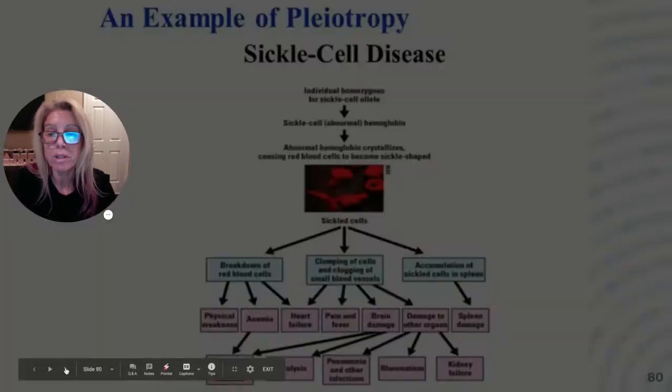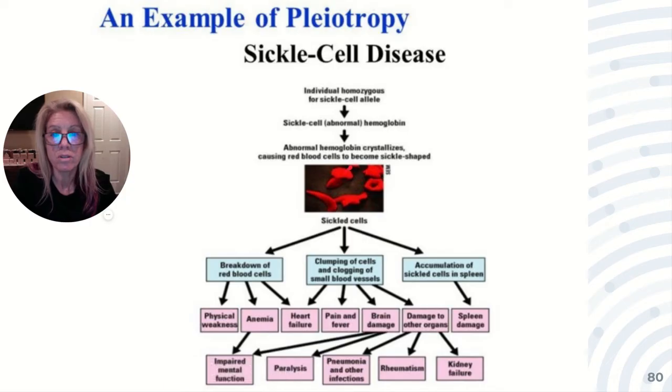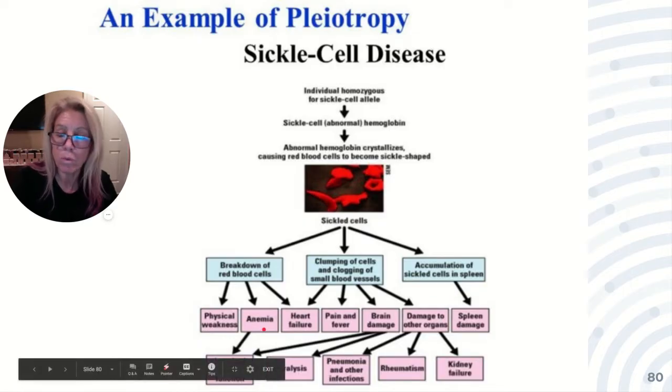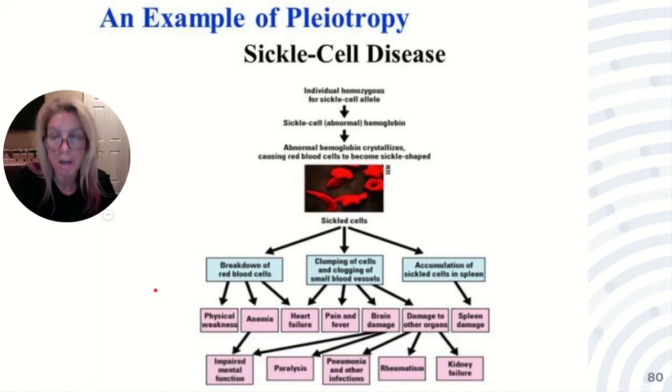So an example in humans is sickle cell disease. So this is one abnormal gene, but yet it causes all of these different characteristics: physical weakness, anemia, heart failure, pain and fever, brain damage. All of these characteristics come from this one single mutated gene.